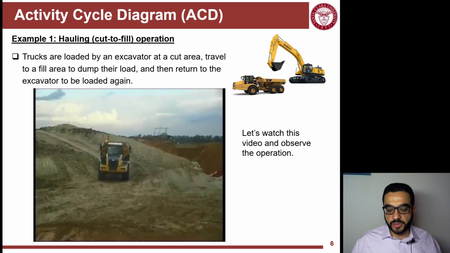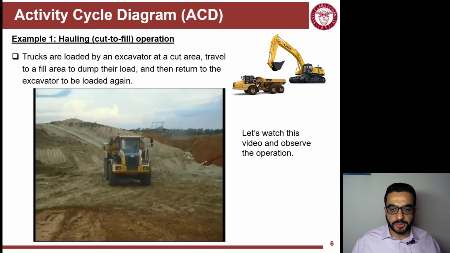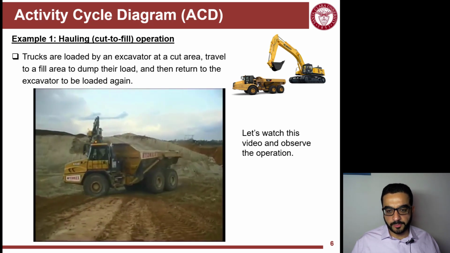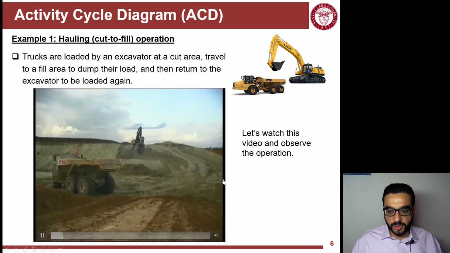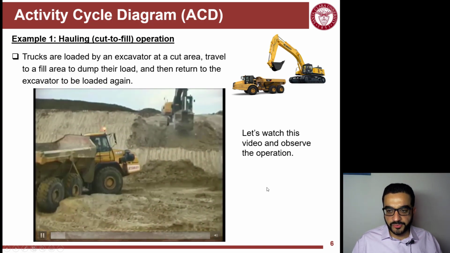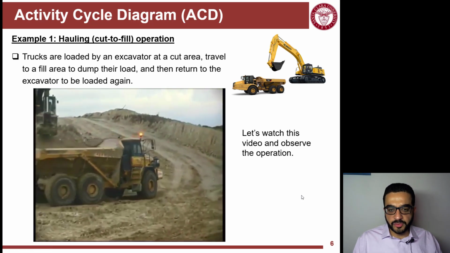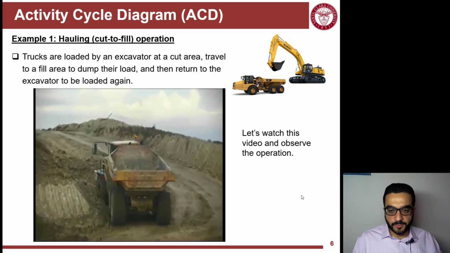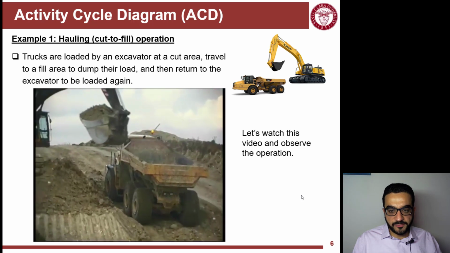So the truck is coming from its previous trip. It's coming from the fill section, or the backfill area, and it's driving into the spot where it will be loaded by the excavator. You can see here that the excavator was sitting idle waiting for a truck to come. So that's something we can pay attention to, and it's kind of an inefficiency, right?